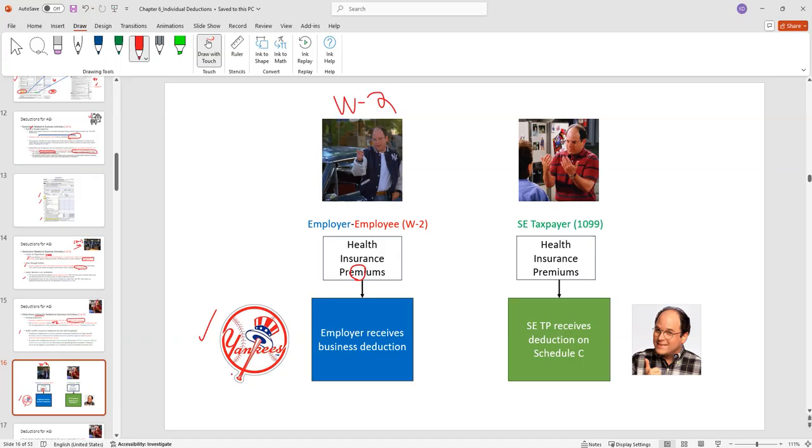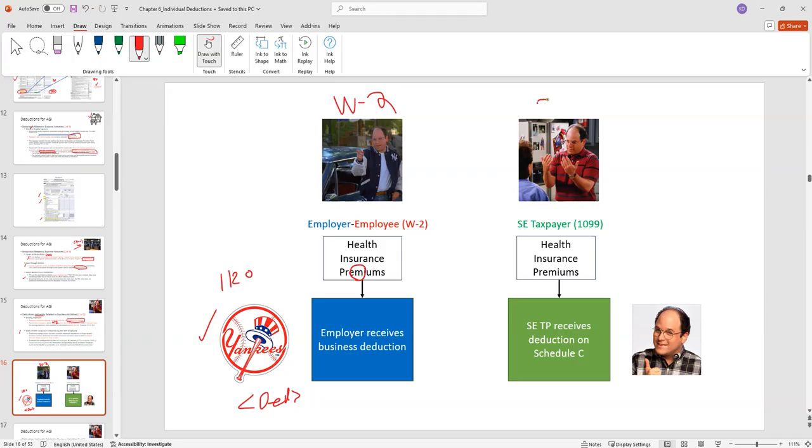When the Yankees are like, George, we hire you, we're going to pay for your monthly health insurance premiums, on their 1120, assuming it was a C Corp, they would get a deduction for that, okay? So it's like our employees. In the same way like we pay your salary, they would get a deduction. It would be an ordinary and necessary business expense.